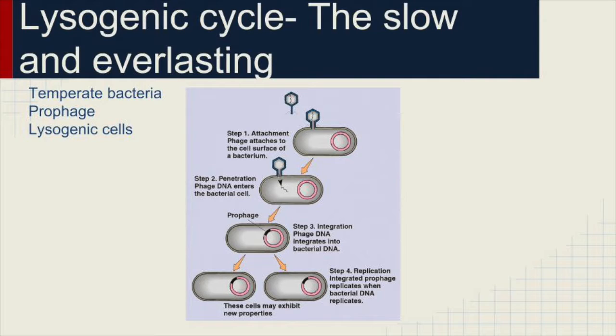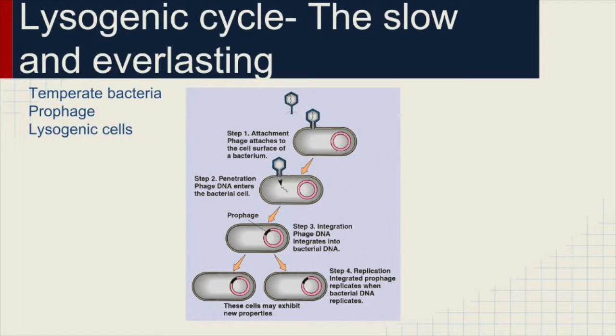Now, what happens in this cycle is that our bacteriophage attaches itself to the host. It then injects its DNA or RNA, and then the DNA or RNA integrates with the bacteria's DNA. And then after it integrates with the bacteria's DNA, the bacteria will begin to split off and create two more bacteria.